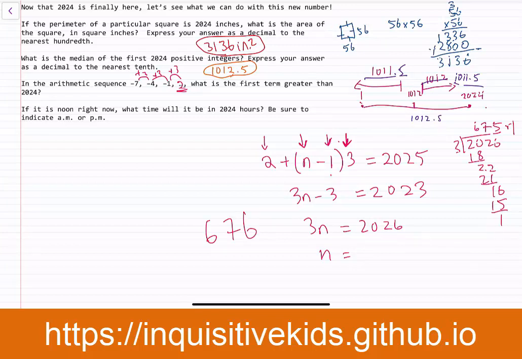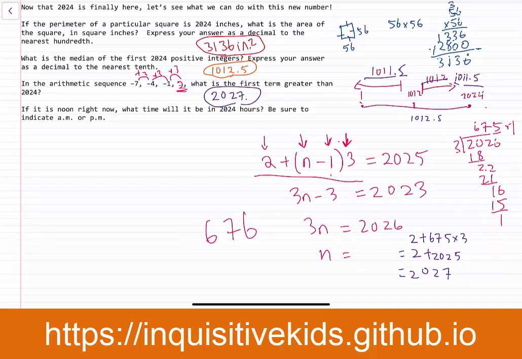which gives us 676. So now we can go back to this equation and substitute n for 676. So then 2 plus 675 times 3 gives us a certain number. That's what we're calculating for. This equals 2 plus 2025, which is 2027. So the first term of this arithmetic sequence that's going to be greater than 2024 is 2027.